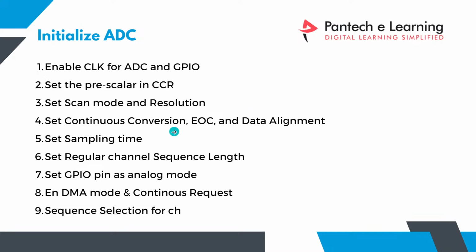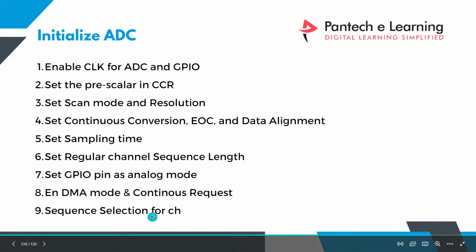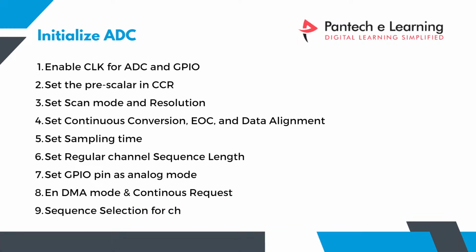Then we have to set the mode register in the GPIO. Then we will enable the DMA and continuous request. The final thing we are going to do is select the sequence of channels to work. I already explained this in the ADC session.